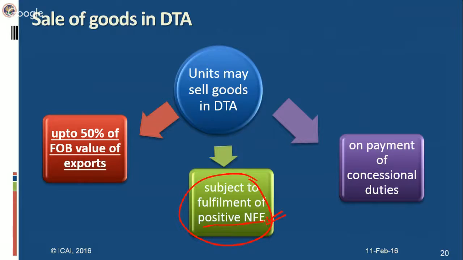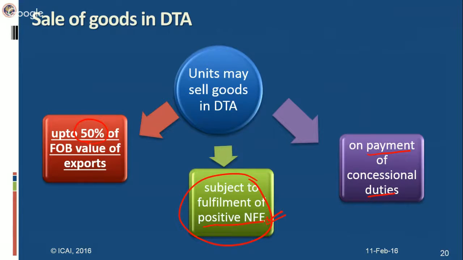Otherwise, it is not allowed to sell any goods in DTA. Positive NFE, we know that the FOB value of exports should be more than the CIF value of imports. Then the second condition is that it can sell the goods into DTA up to only 50% of the FOB value of exports. So of its total exports, only 50% of the FOB value it can sell in DTA, to DTA units, and that too will be subject to payment of duties.